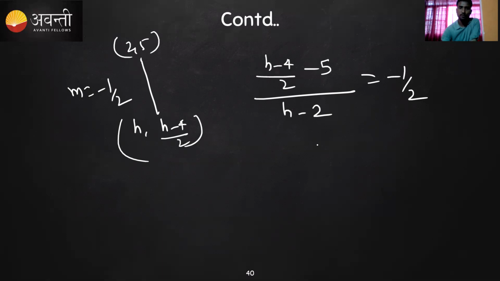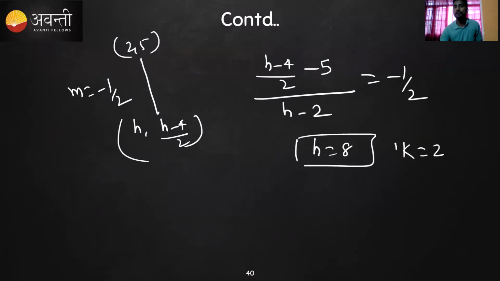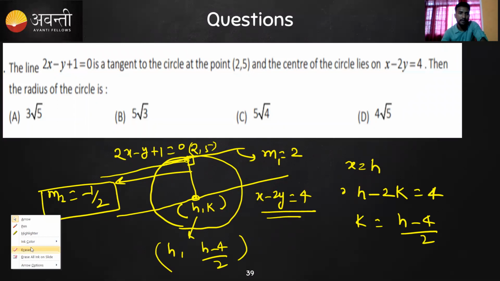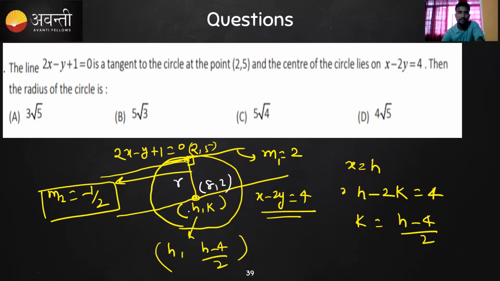So from here, what will you get? If you solve, you will get the h value as 8, and from there the k value will be 2. So what will be the center? The center will become 8 and 2. And this is nothing but the radius.